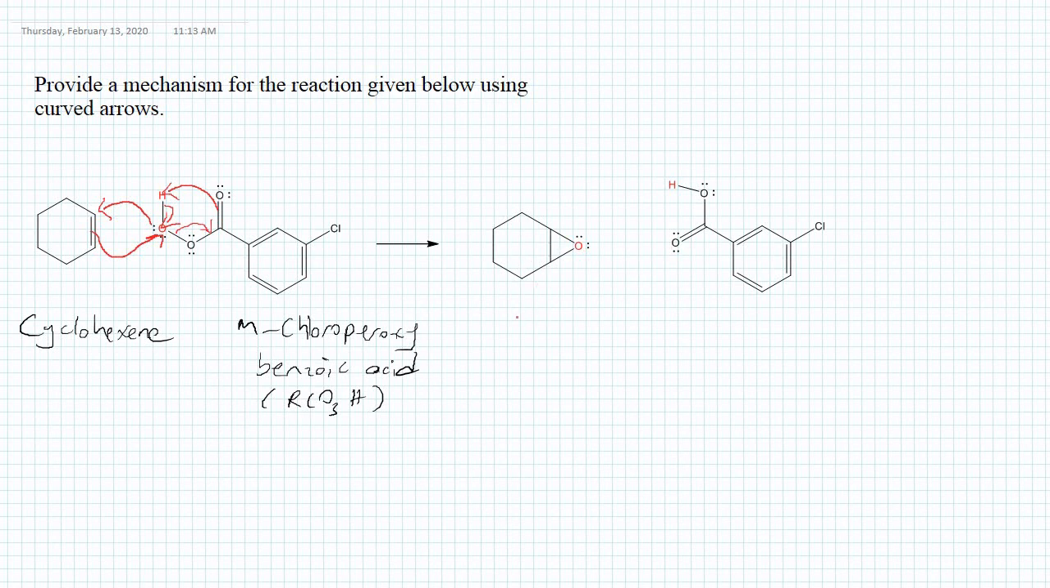So what's the name of this molecule? Basically this is 1,2-epoxy cyclohexane, and this is metachloroperoxybenzoic benzoic acid.